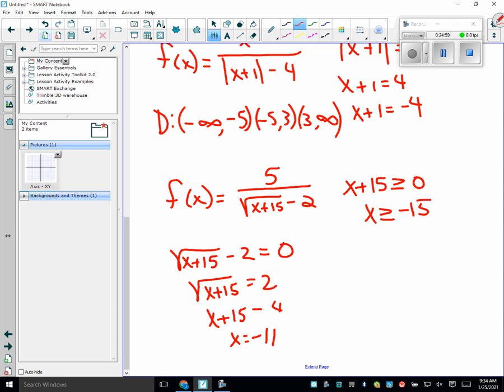So, everybody okay with that? How do I write the domain? What's the smallest it can be? Negative 15, with a bracket, right? Negative 15 to negative 11, and negative 11 to infinity. Does that make sense to you?